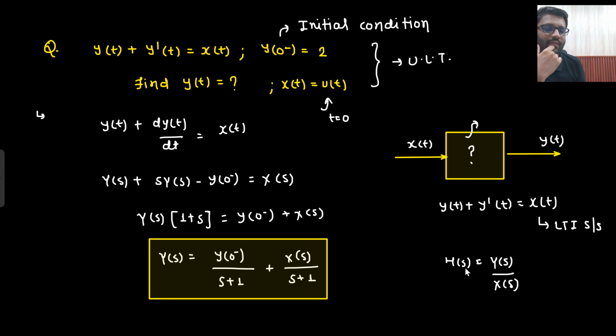But if you need to find H of s, what do you need to do? You need to nullify this initial condition, forget this initial condition, so you put the initial condition equal to 0. Then Y of s divided by X of s is 1 upon s plus 1. From here I can see that this is my H of s, which is 1 upon s plus 1. This is the transfer function of your LTI system.